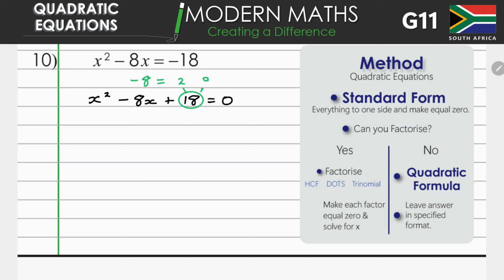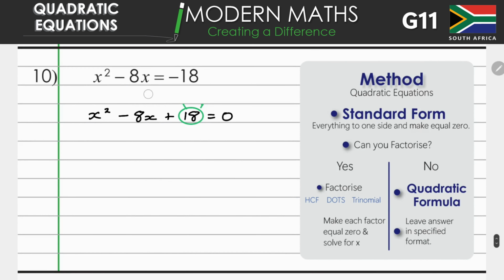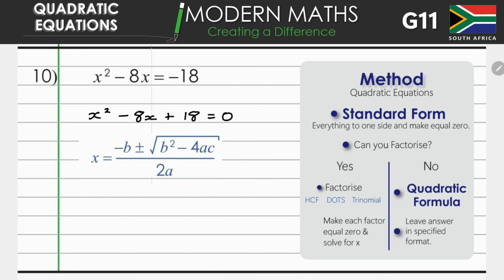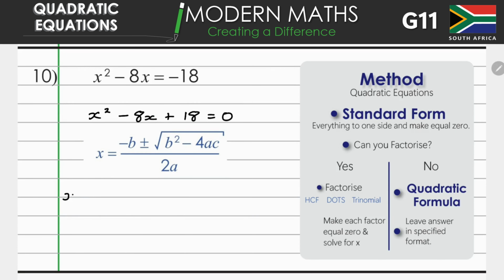Okay, 1 and 18 won't add or subtract to give me negative 8. 2 and 9, they won't work either. That will give me 7 or 11. 3 and 6, that could possibly give me 9 or 6, or negative 9 or negative 6. So those all are not working. So if you can't factorize, you formula. So let's chuck everything into the formula.